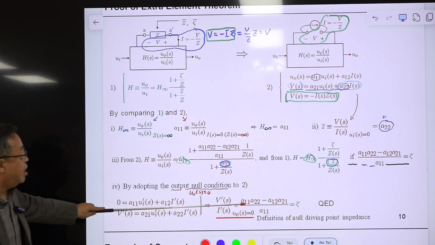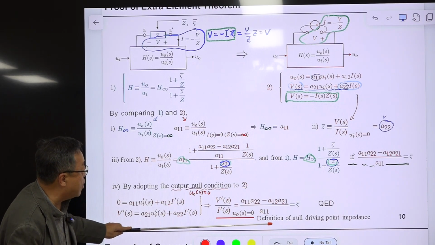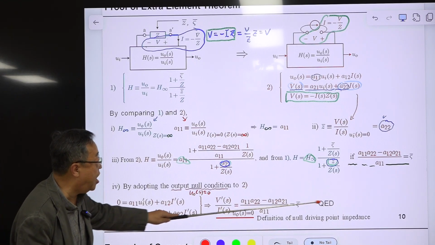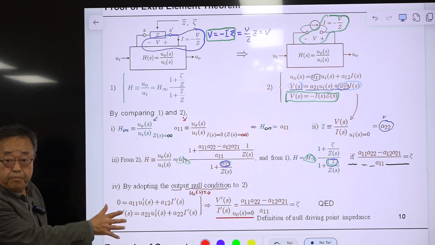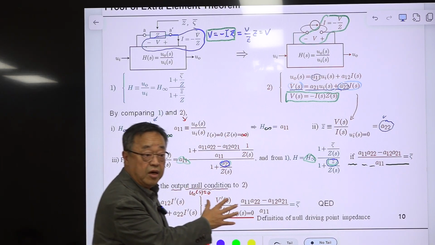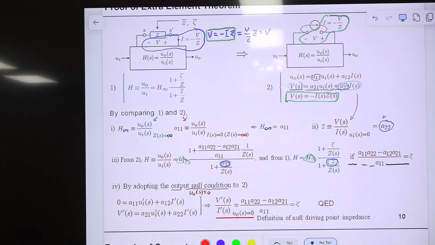Then you can easily derive this. So this appears here. So this is what? The definition of null driving point impedance. Then this one is the same as this. So we complete the proof of this. This one is very easy. This one is especially easy because we are only dealing with a two-port network, but the two-port network is more than enough for our case, right?